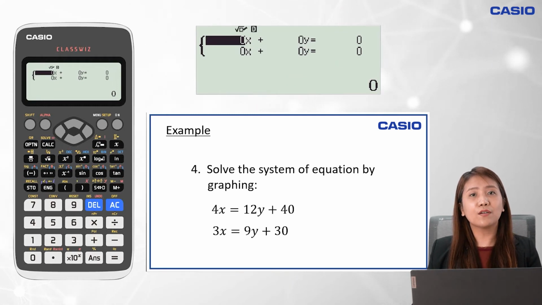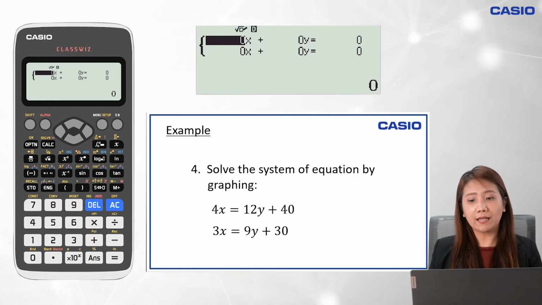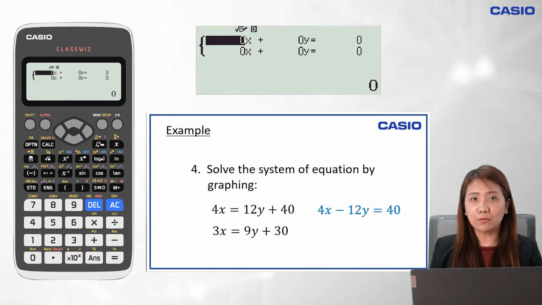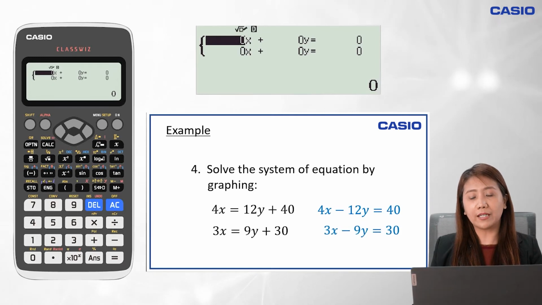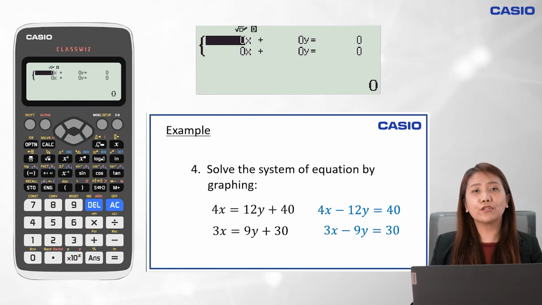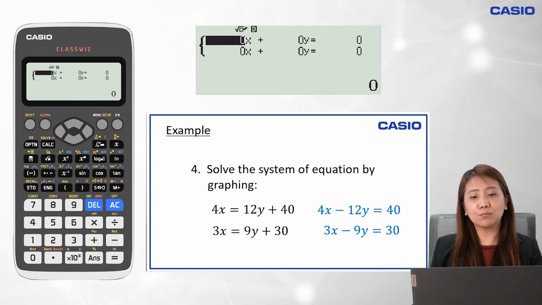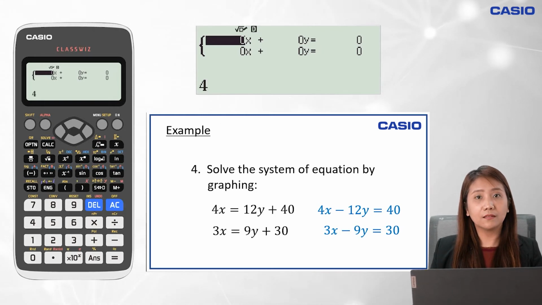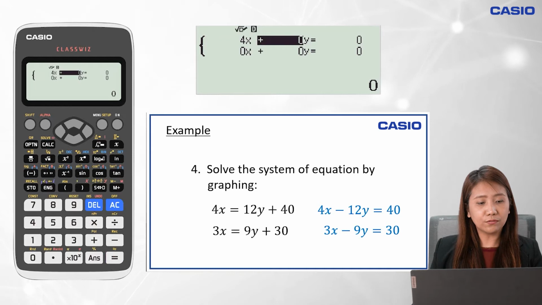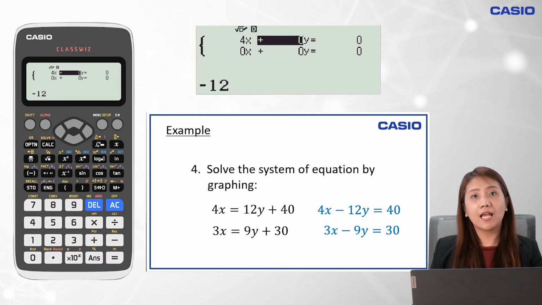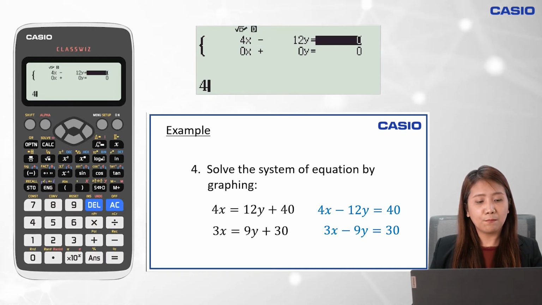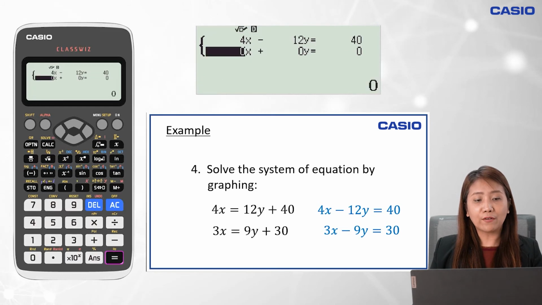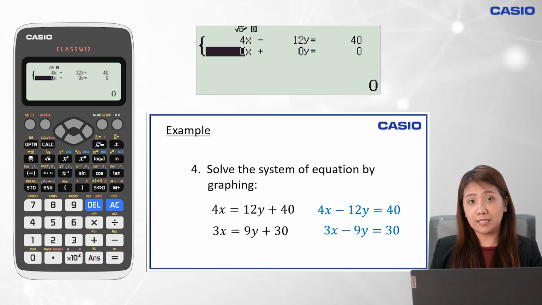So we write 4x equals 12y plus 40 as 4x minus 12y equals 40, and 3x equals 9y plus 30 as 3x minus 9y equals 30. For the first equation, let's input 4, then negative 12, and 40. Make sure that after every input, you click on equal sign.